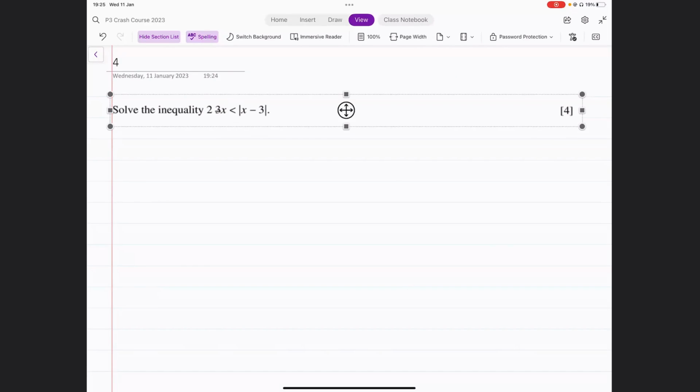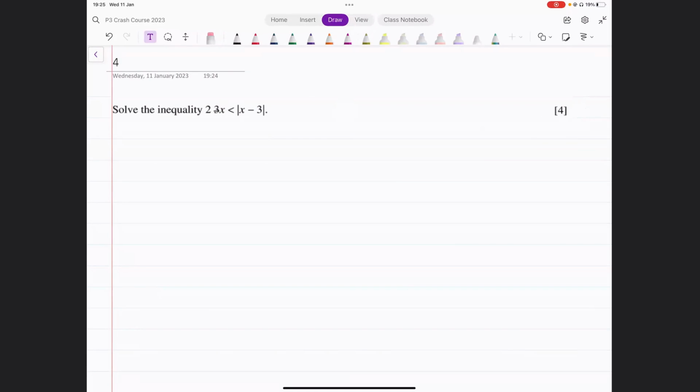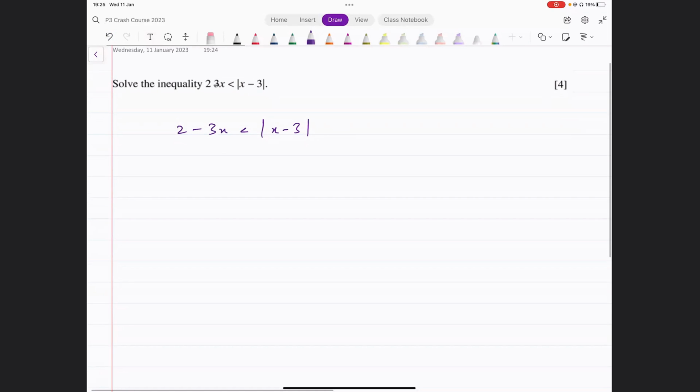Okay, question number 4. We have to solve this inequality. 2 minus 3x is less than modulus of x minus 3. How do we start? We treat this as an equation. Instead of the inequality, we put an equation sign. 2 minus 3x equals modulus of x minus 3. Now, how do we solve this equation? We remove the modulus sign and put plus minus.